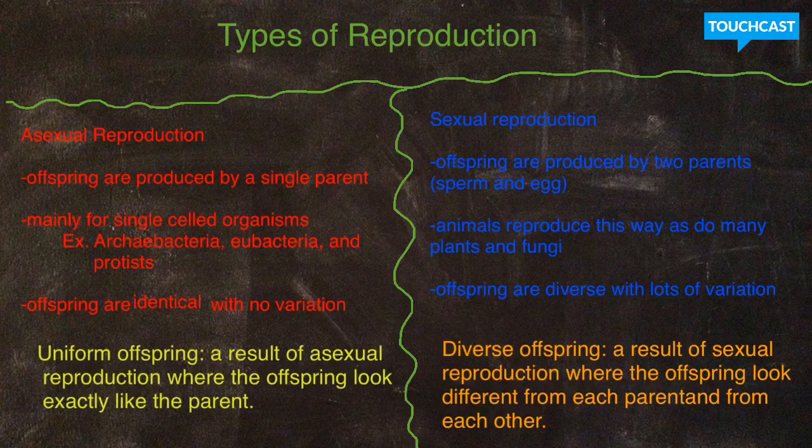Take dogs and cats. I mean, you can't think of all the different combinations of dogs and cats that you're going to get, and you only get that because of the sexual reproduction. So that diverse offspring is a beautiful result of sexual reproduction where the offspring look not just different from the parents, but different from each other as well.